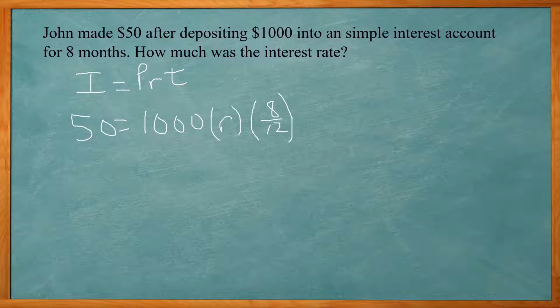Now our goal here is to get the R by itself. If you go back to your algebra days, you want to solve for the variable. So if I have 1,000 times R times 8/12, I can divide both sides by 1,000.